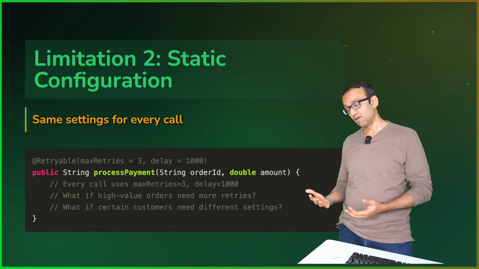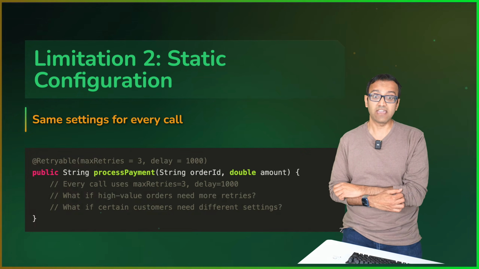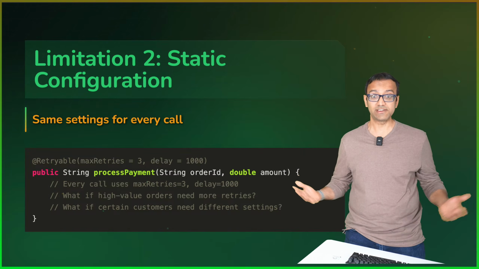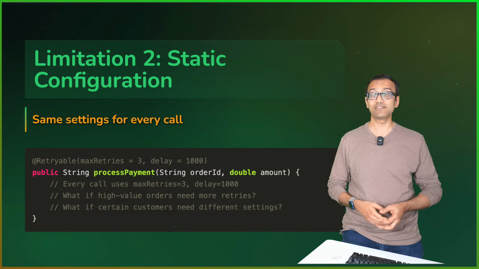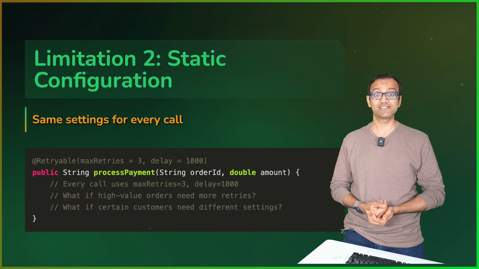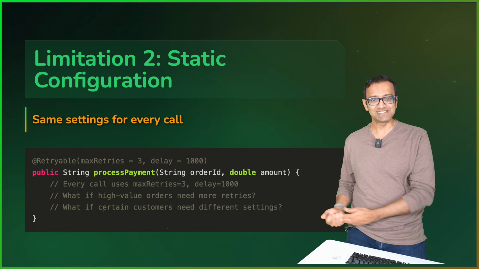You might want to configure it. So for example, let's say there is a high value order. You want to do more retries, right? There's a $10 order. Okay, let's do 3 retries. Let's say the order is for, I don't know, like $100,000. You don't want to give up so easily, right? You want to try it a few more times and see if it works.